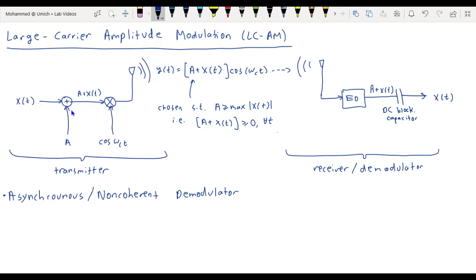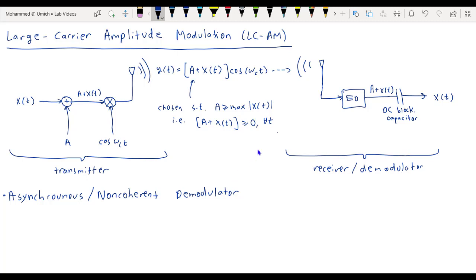So x of t gets added by a DC constant a, and then modulated by cosine of omega ct. So the modulated output, which is what gets outputted from the transmitter, in this case is y of t equals a plus x of t, that whole thing times cosine of omega ct, where omega c is the carrier frequency of our station. And this constant a is chosen such that a is greater than or equal to the maximum of absolute value of x of t, which means that this quantity here, a plus x of t, is greater than or equal to 0 for all t.